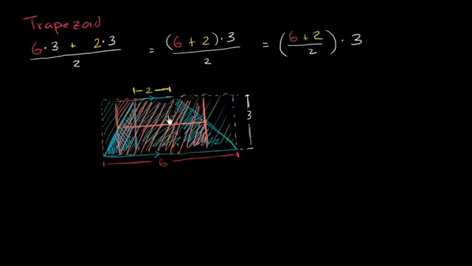Now let's actually just calculate it. So we can do any of these. 6 times 3 is 18. This is 18 plus 6 over 2. That is 24 over 2, or 12. You could also do it this way. 6 plus 2 is 8, times 3 is 24, divided by 2 is 12. 6 plus 2 divided by 2 is 4, times 3 is 12. Either way, the area of this trapezoid is 12 square units.